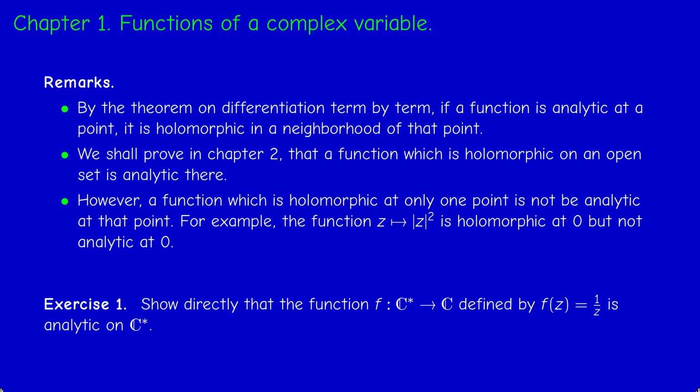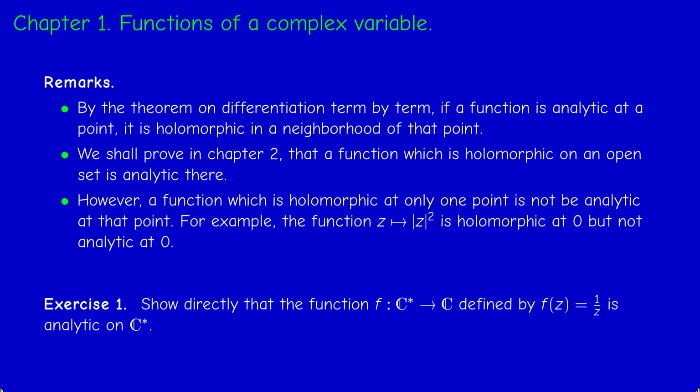And now I want you to pause the video and do this exercise for next time. Usually I let the students in the lectures solve this on the blackboard, but I don't have this occasion here. So I want you to solve this by going back to the definition, to show that the function 1 over z defined on C star, so omega is C star here, is analytic on C star.